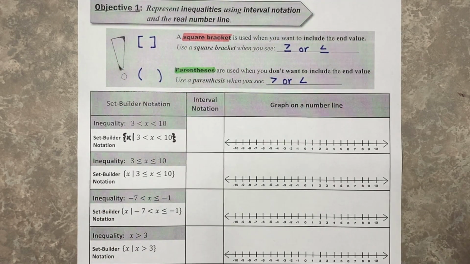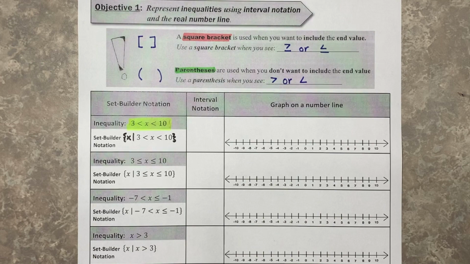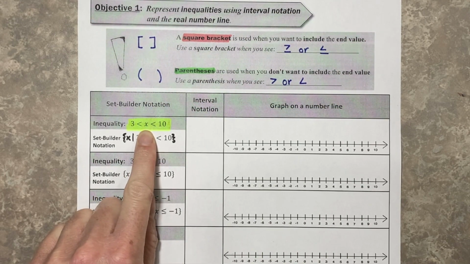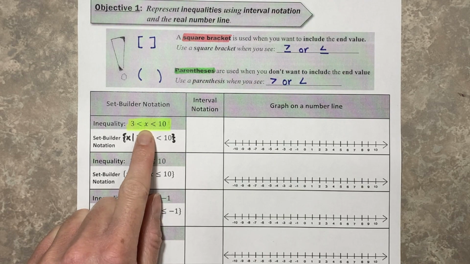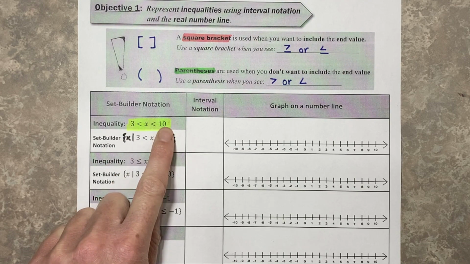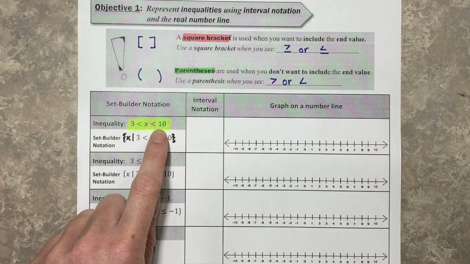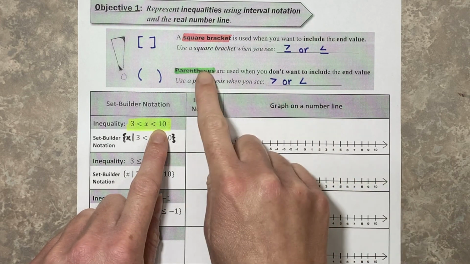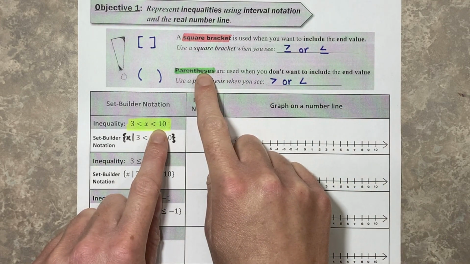You will also be asked to graph your answer on a number line and to write your answer in interval notation. Let's suppose you have this statement here, and you are asked to graph it on a number line. This statement is saying that x is between the endpoint 3 and the endpoint 10. Remember when you see a less than symbol? That's telling us that we're not including the endpoints and we're supposed to use parentheses.